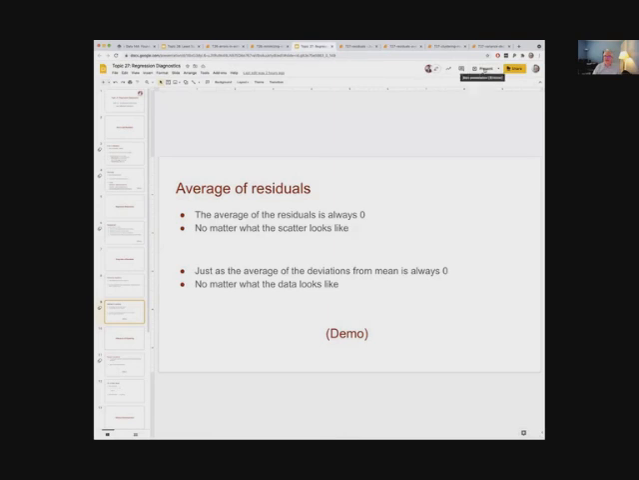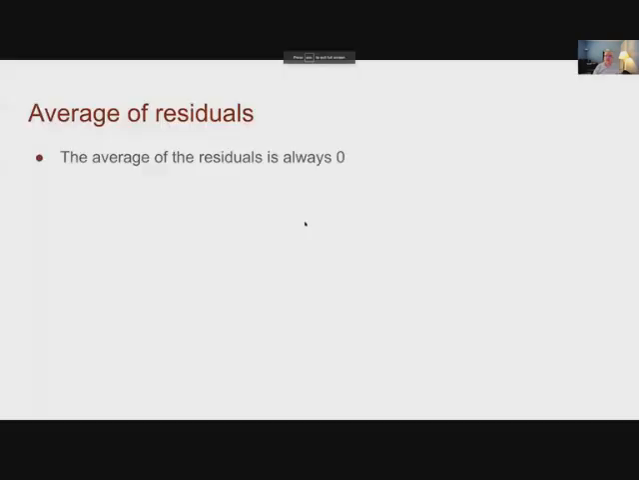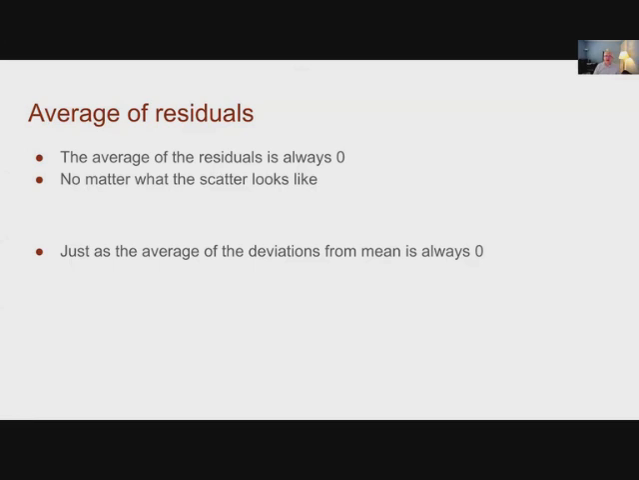It turns out that this holds through: the average of the residuals will always be 0, regardless of what the scatter plot of the residuals looks like. The rationale is the same reason that the average of the deviations from the mean is always 0. Since we're taking the average, the things that are above are going to be canceled out by the things that are below. Otherwise, we wouldn't have the average. It is not any deeper than that.